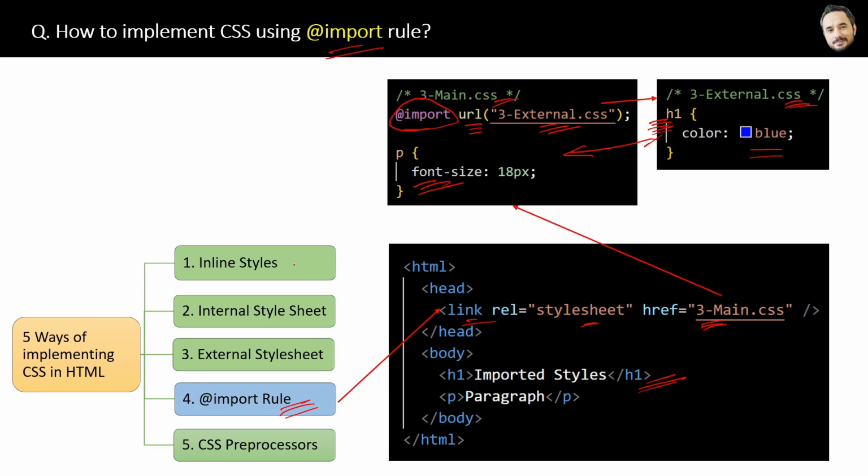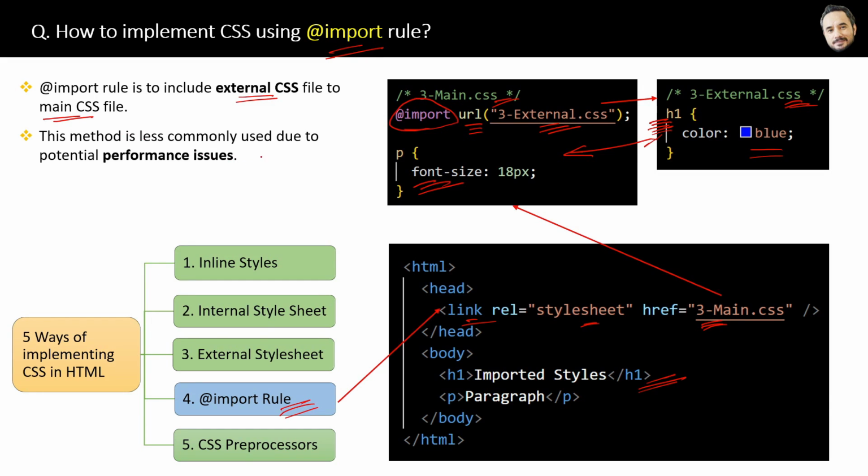Finally, two main points about the import rule. Import rule is to include an external CSS in the main CSS file, okay? But the second point is that this method is very less commonly used due to some potential performance issues. Performance issue because this kind of dependency of one CSS file on another CSS file will make things complex, okay?